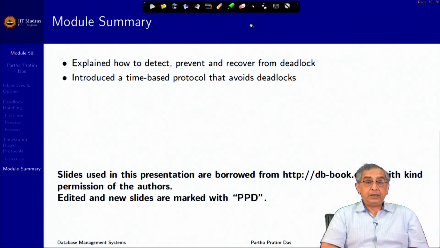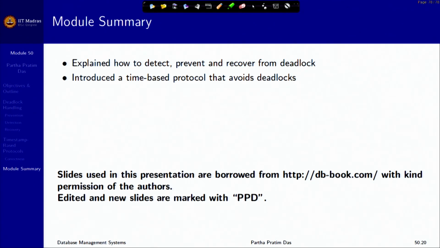Okay, with that we come to the end of this module, and we have discussed detection, prevention and recovery, partly just glimpses, from deadlock and a time based protocol that guarantees a deadlock free processing. So, these are some of the different strategies which enhance the concurrency while keeping deadlock under control for better throughput of the transaction processing system.